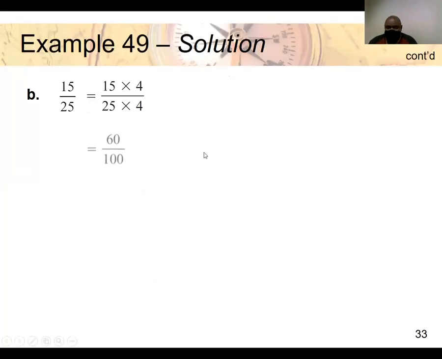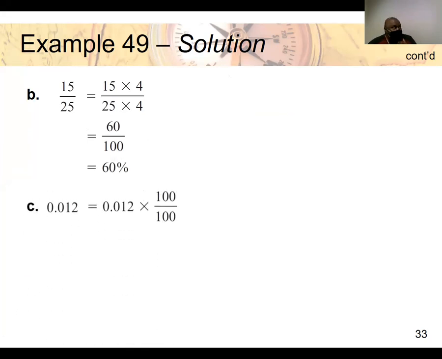I was here. This was 60% for 15 over 25. All right, now for part C. Here we got 0.012. And let's say we want to convert that to a percent. Now what they did here was multiply the numerator and the denominator by 100 over 100. And they did this, 0.012 times 100, and that's all divided by 100. And then 0.012 times 100 will be 1.2 over 100.